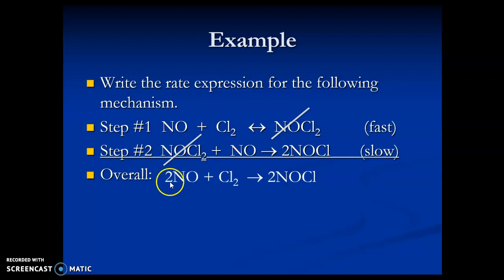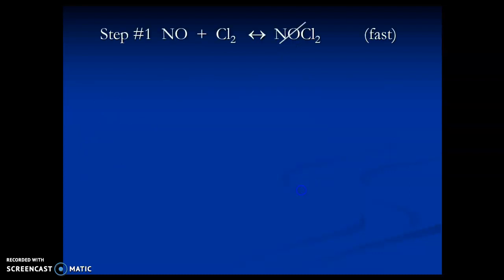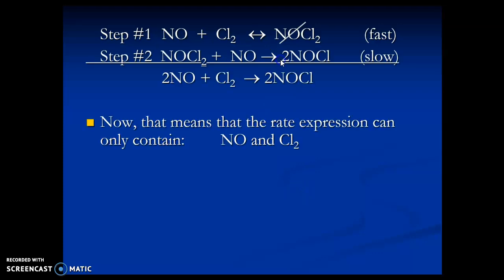Now we have 2's here just to balance out the equation. Now I need to write a rate expression for this. So I'm going to write out my regular rate expression. Let's move over here. We're going to bring it all back up so you can see this. I forgot to cancel this out. This is supposed to be a line through here.